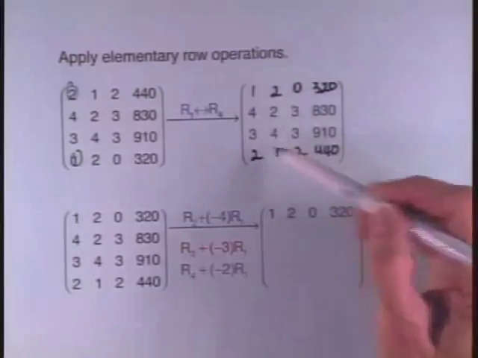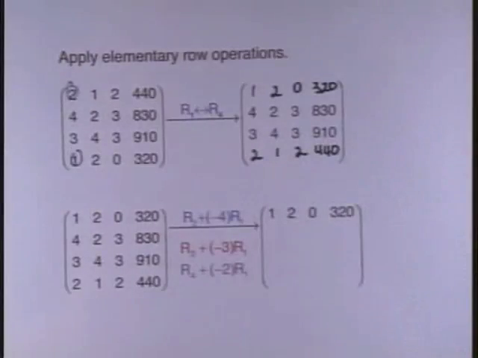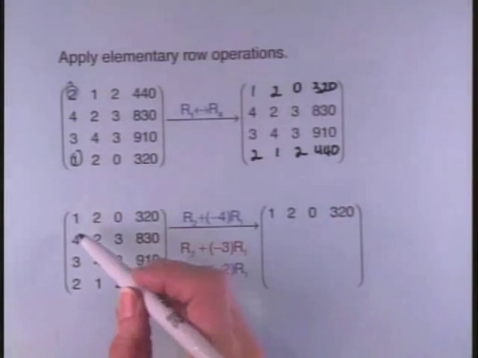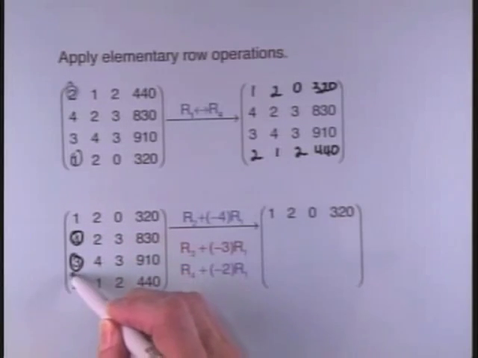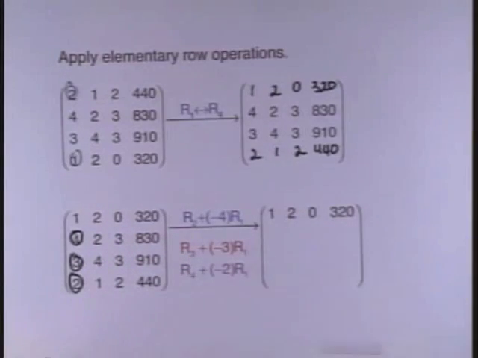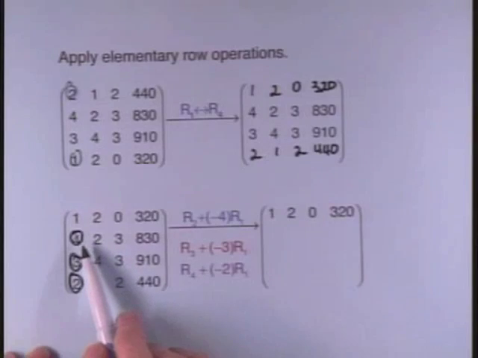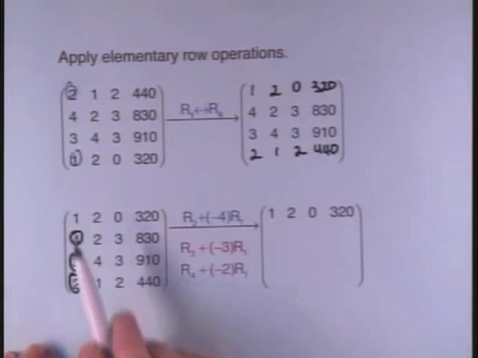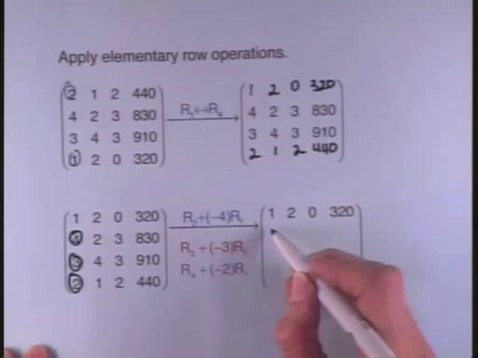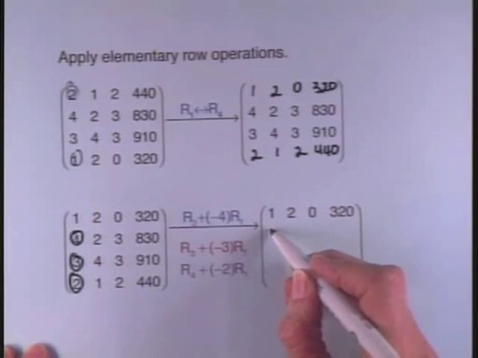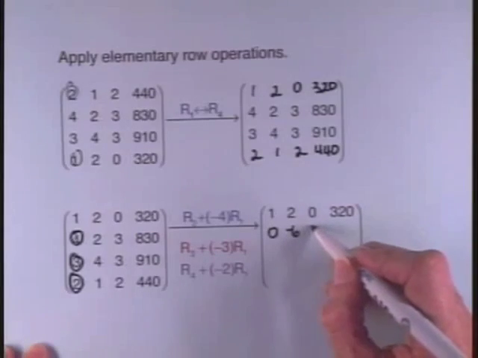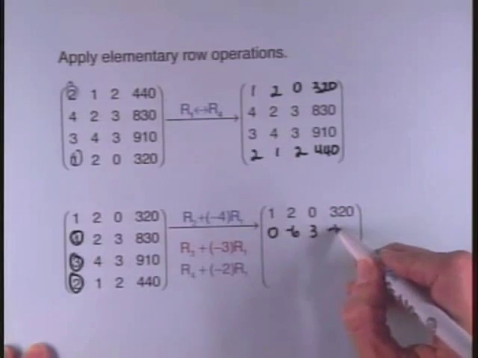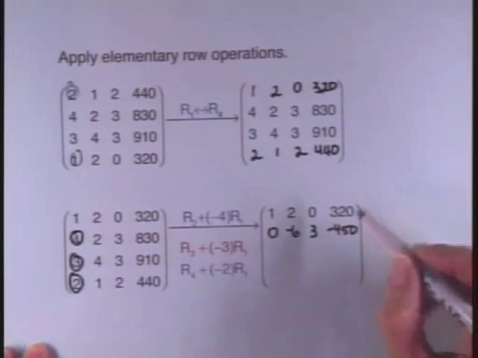This is the same matrix that we use to go to the next step where we have our leading 1, and now we need zeros in the column with the 1. To get the 0 where the 4 is, we'll take row 2 plus negative 4 times row 1. Our new row 2 is 0, negative 6, 3, negative 450.